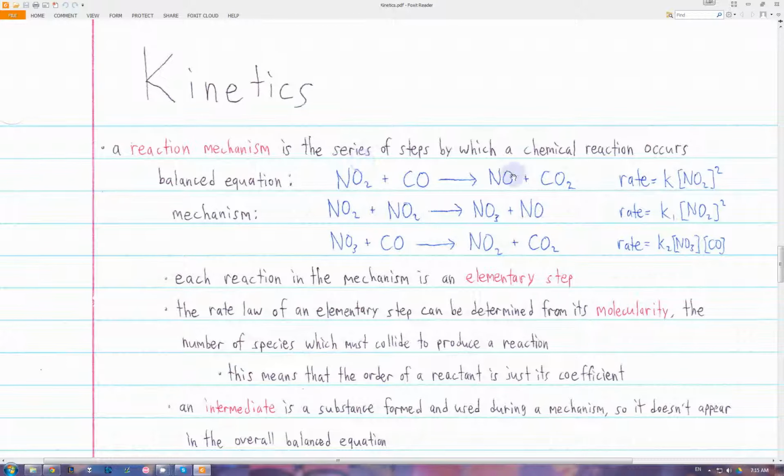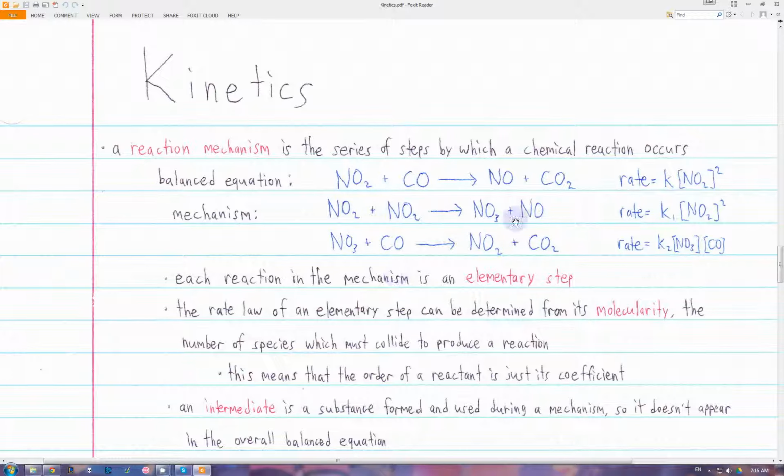So instead of this single reaction happening, what actually happens is first we have two NO2s combining to form NO3 plus NO. And then that NO3 that was just formed in the first elementary step combines with CO to form NO2 plus CO2. And so notice when you add these two elementary steps, they add up to the overall balanced equation.